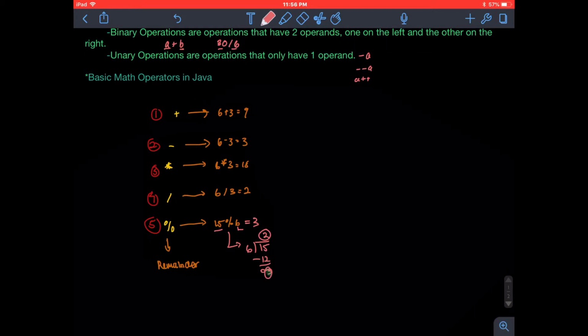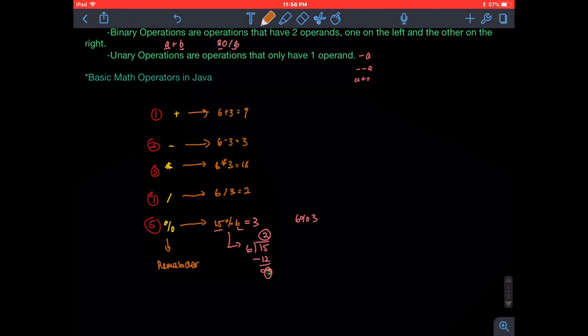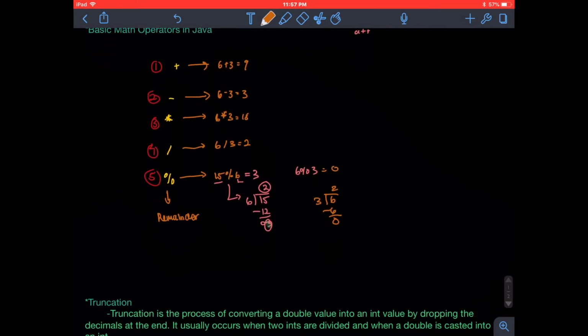So what would happen with 6 modulus 3? What would be our result? Well, if we divide these two regularly, they perfectly fit into each other. So 6 divided by 3, we put 2, 2 multiplied by 3 is 6, so we subtract 6, and it gets 0. They fit perfectly into each other, so 6 modulus 3 would equal 0. All right, so that's how modulus and the basic math operators in Java work.